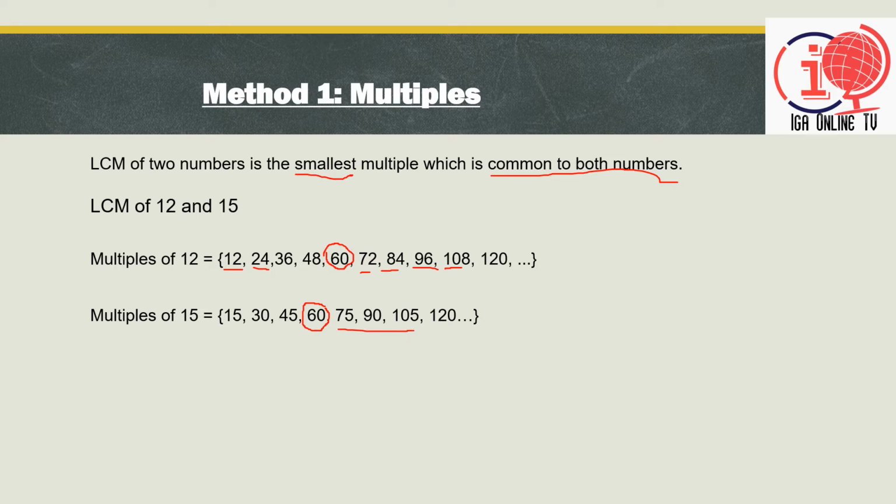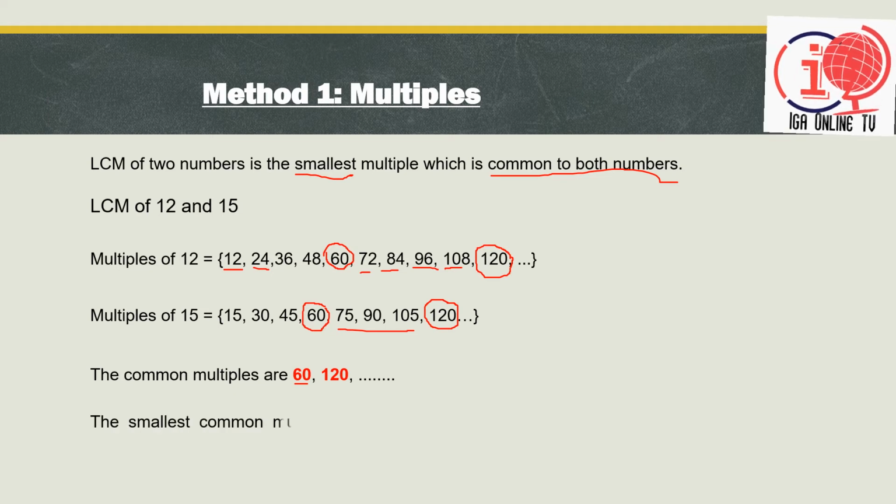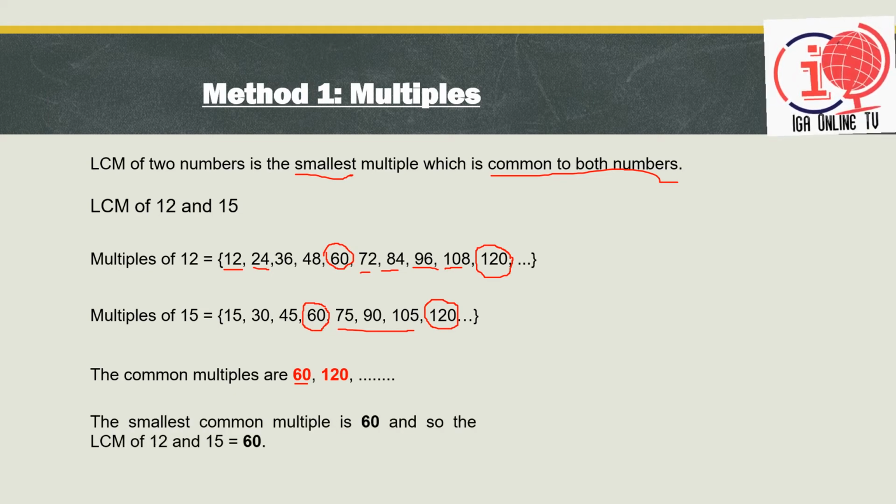But when you go to 120, 120 is a multiple of 12. It is also a multiple of 15. So what are the common multiples? The common multiples are 60 and 120. Remember that we are talking about LCM, lowest or least common multiple. The smallest common multiple among the common multiples is 60. That is why we say that the LCM of 12 and 15 is 60.